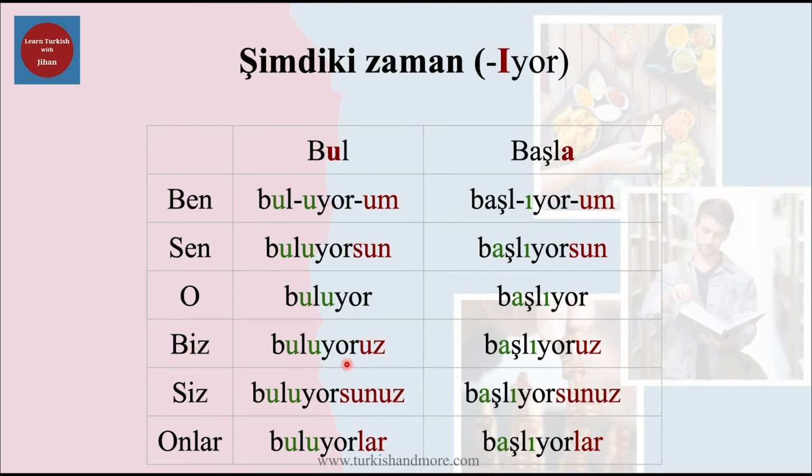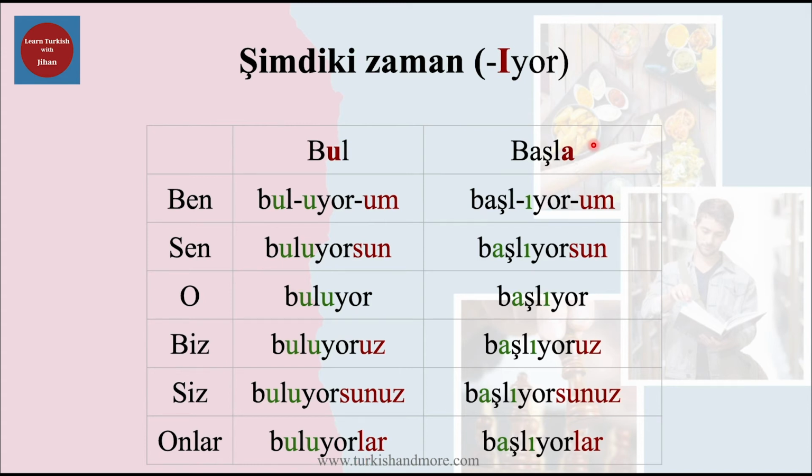Biz buluyoruz. Uz for we. Siz, the plural you. Buluyorsunuz, this is the suffix of siz. And onlar buluyorlar. Lar for onlar. Now in onlar, this is an exception. You can either say onlar buluyorlar or onlar buluyor. It's the same.